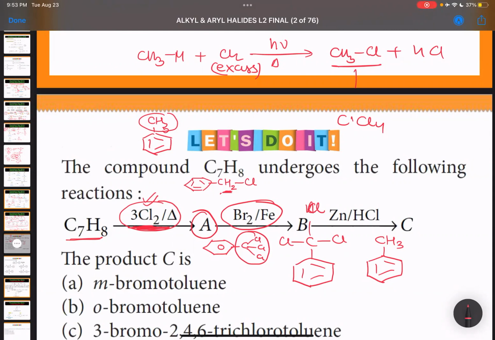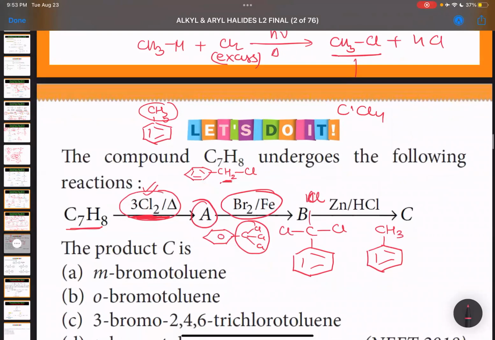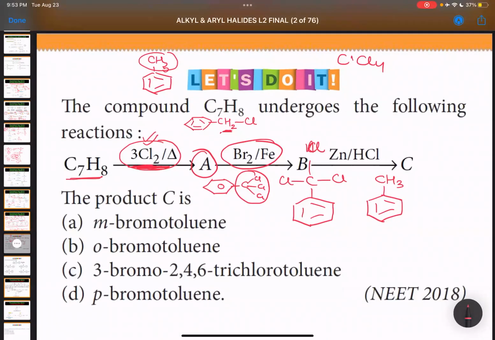So it is a highly electron withdrawing group. Just try to recall, if you have an electron withdrawing group, where does the electrophilic aromatic substitution occur? It occurs at the meta position. So it is meta bromo. Is it clear?